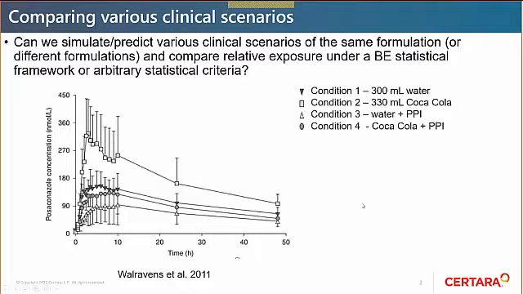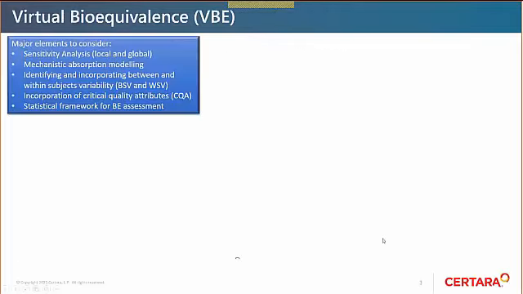So what we can do, we can have a framework or a platform for assessing virtual bioequivalence. There are different elements that are necessary for doing that. Obviously, finding the most sensitive or the most important parameters through a global sensitivity analysis or local sensitivity analysis, having a good mechanistic absorption modeling, and identifying and incorporating between and within subject variabilities. These are some of the things that Ioannis is going to explain in his presentation. Incorporating critical quality attributes as well as having a framework to assess those is very important.